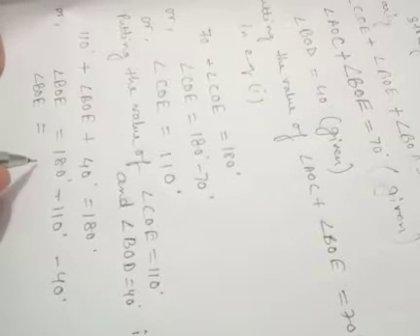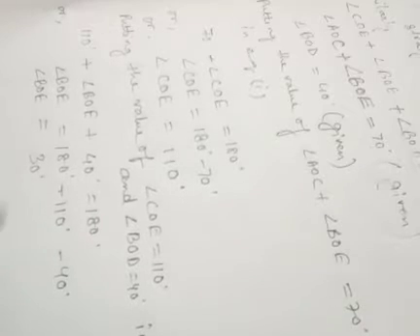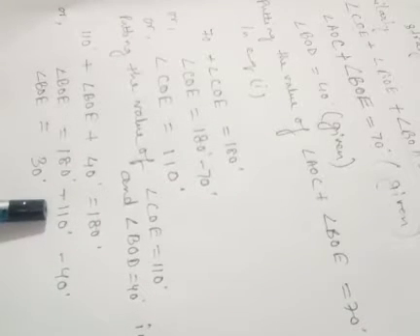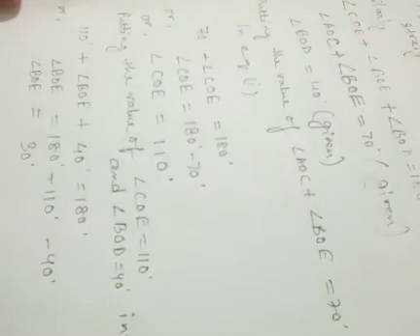Then what is the answer? 30 degree. 180 degree minus 110 degree is equal to 70 degree. 70 degree minus 40 degree is equal to 30 degree. So angle BOE is equal to 30 degree. Now what is given in the question? You have to find the value of angle BOE. Just now I have derived it.